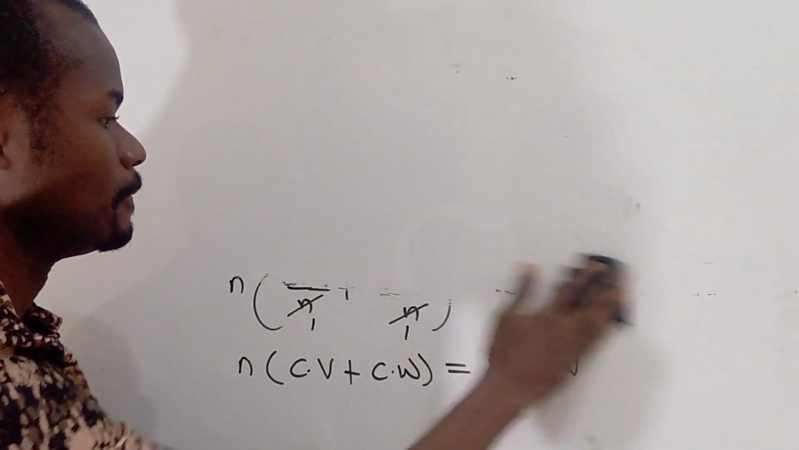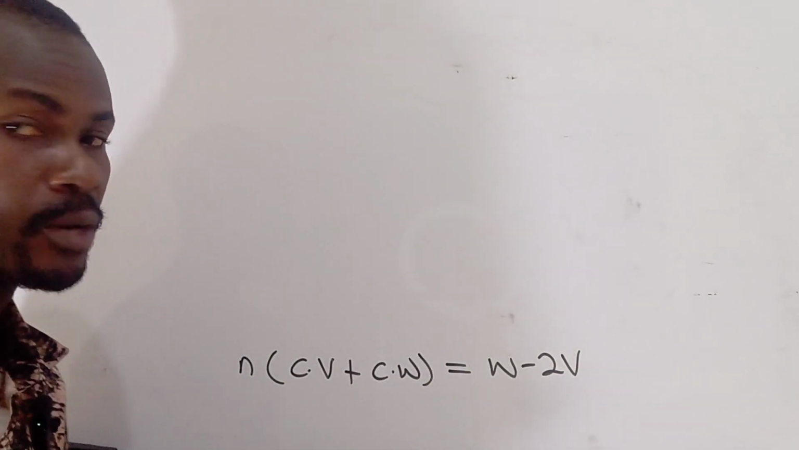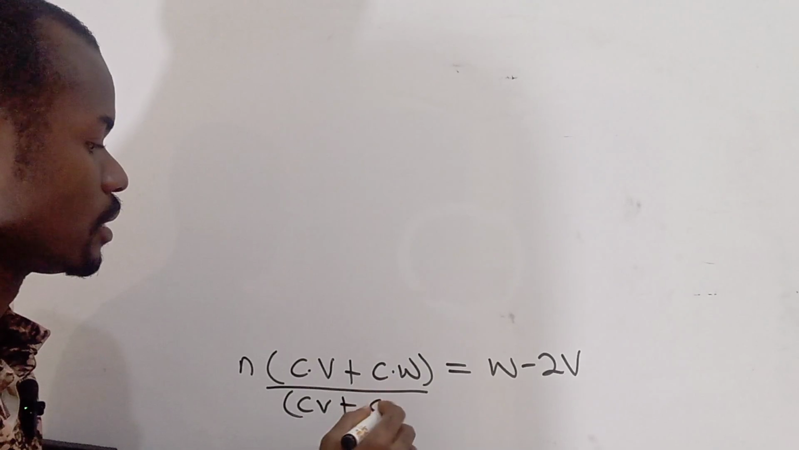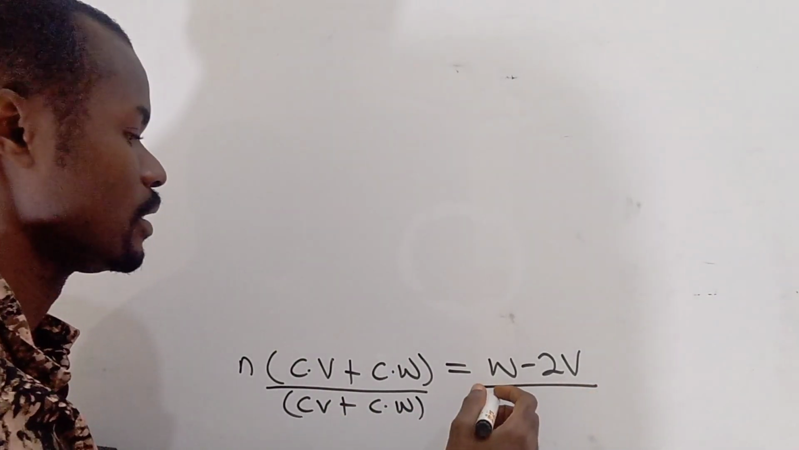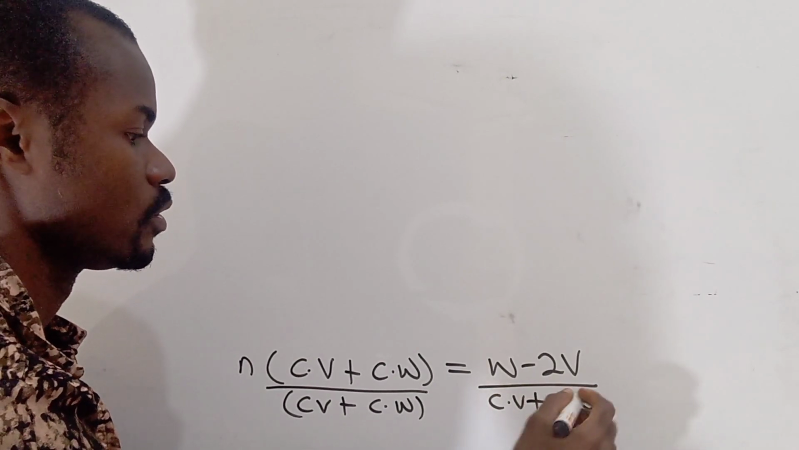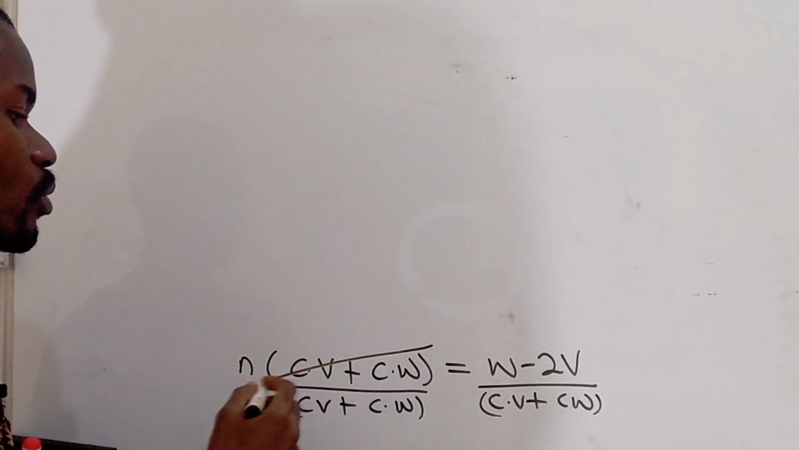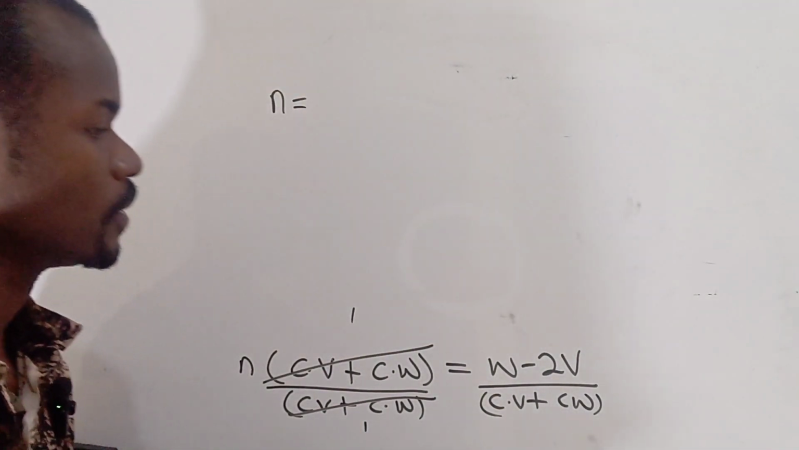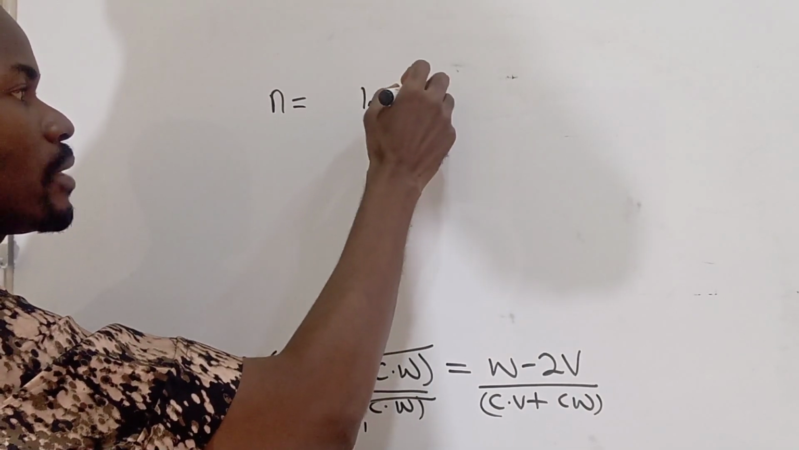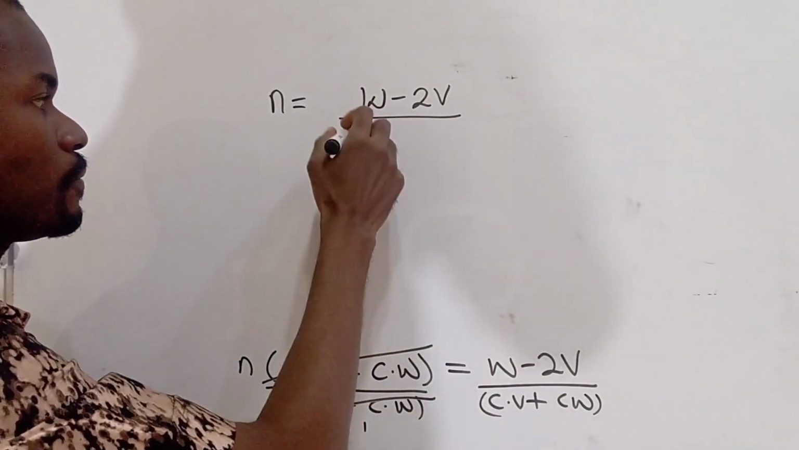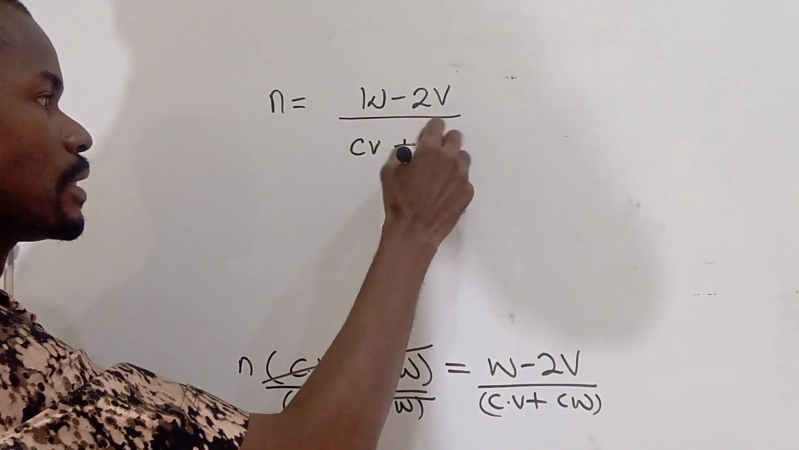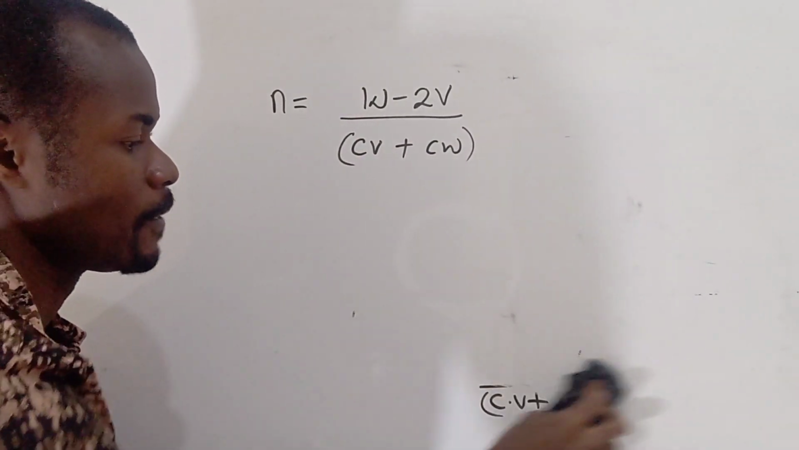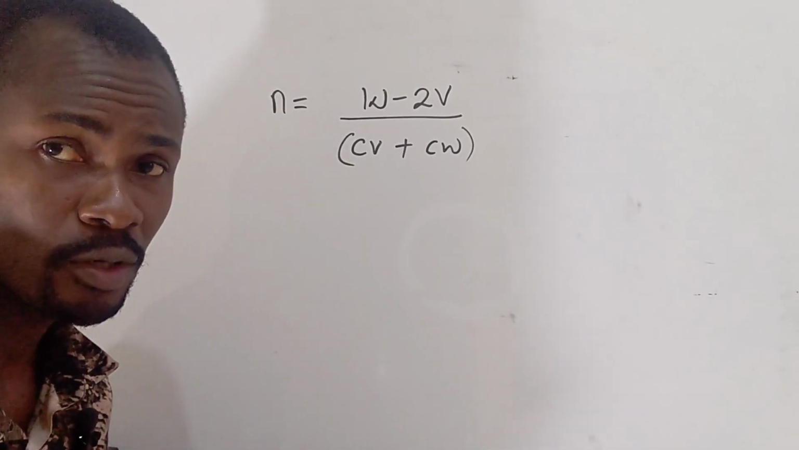All right, so from this that we have, what can we do next? I can decide to divide all this by CV plus CW, and I'm also going to do the same here, CV plus CW. So these will cancel out. This is 1, 1, so we are left with N, just like we are looking for. So we have this part as W minus 2V divided by CV plus CW. All right, so that gives us N as the subject, but we can still have one more step.